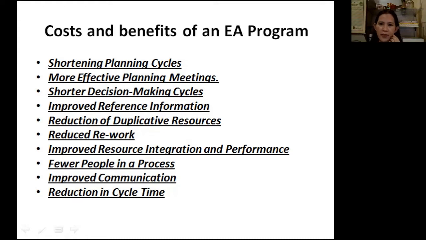More effective planning meetings. EA information allows for the presentation of a common baseline of planning and reference information. It reduces ambiguity and increases levels of common understanding.